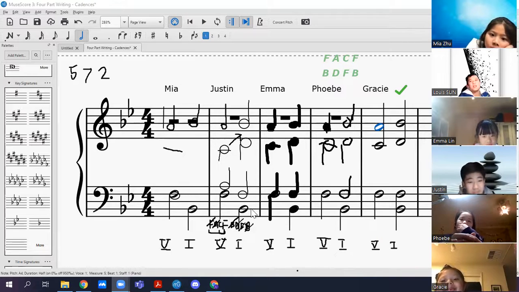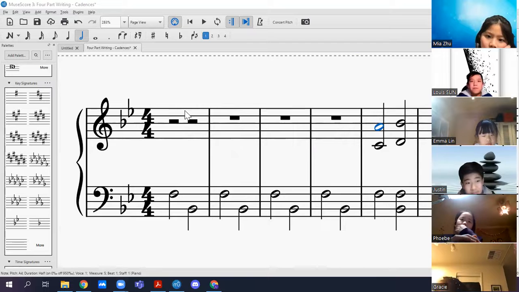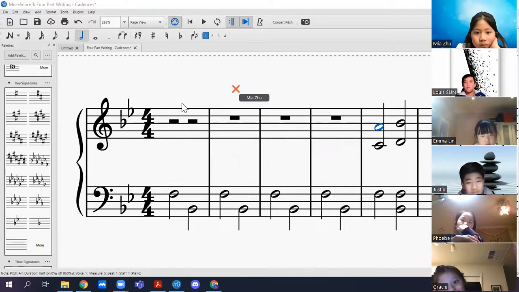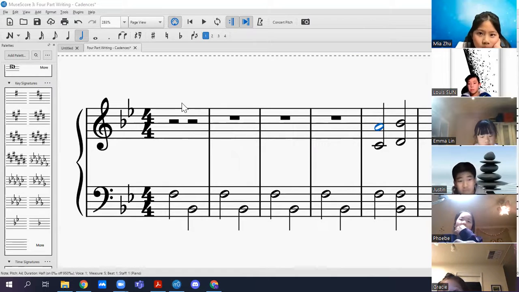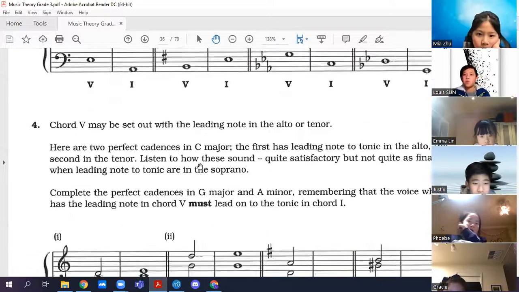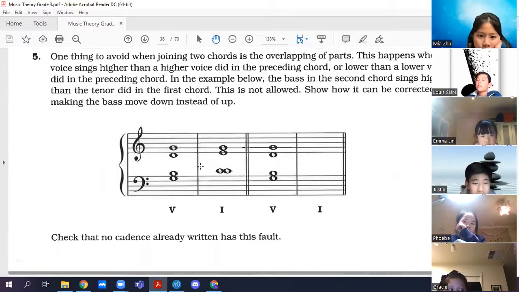And delete. So, I hope we have all gotten a hang of perfect cadences with the leading note to tonic pattern in the soprano. And now I want to go back to something that I touched on in our last lesson, which is when you have a supertonic to tonic pattern in the soprano.